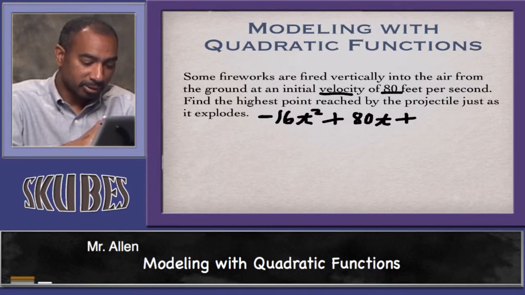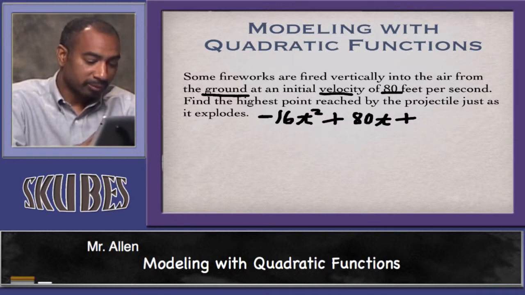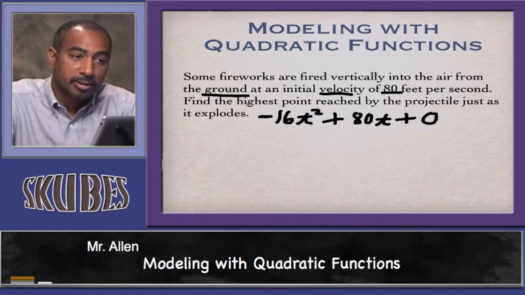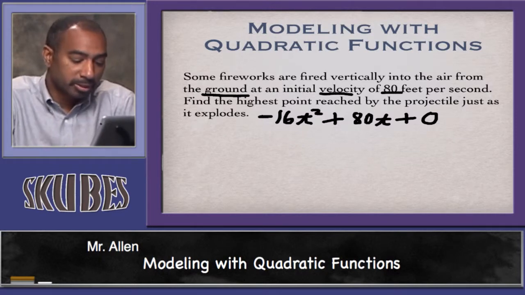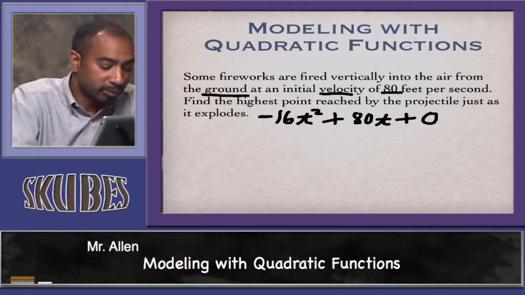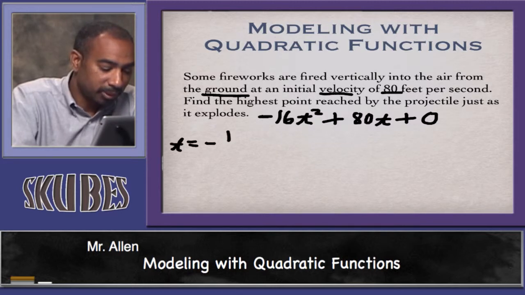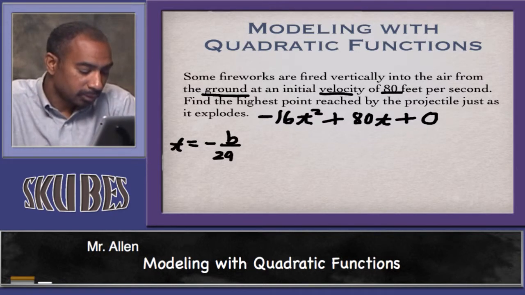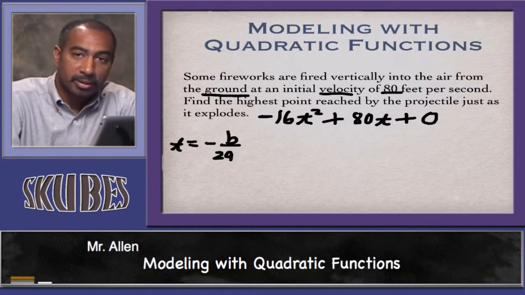But now it said it was initially from the ground. The fireworks are fired vertically from the ground. Ground level is always at 0, so the initial height of the fireworks is 0. They want us to find the highest point reached by the projectile. We want to find the vertex point. We know from the previous lesson that t, in this case, is negative b over 2a. So you have to figure out what t is, and then we're going to evaluate that into this expression.